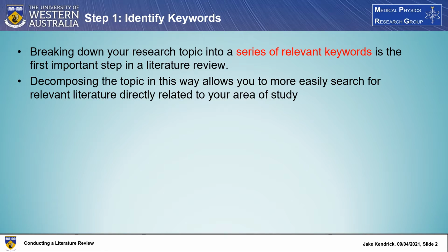So the first step that you'll want to take when conducting a literature review is that you want to break down your research topic into a series of relevant keywords. The reason for this is that decomposing your topic in this way allows you to more easily search for relevant literature that is directly related to the particular area that you're hoping to review.